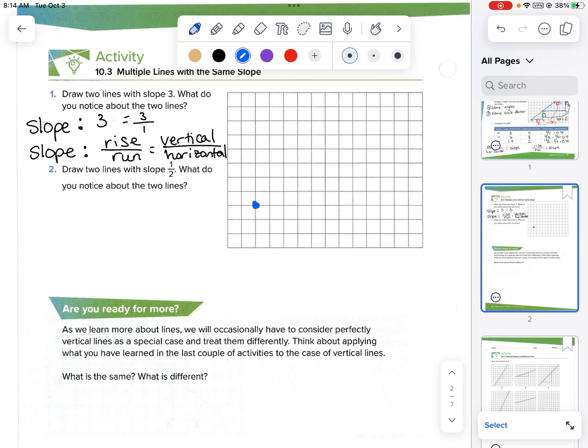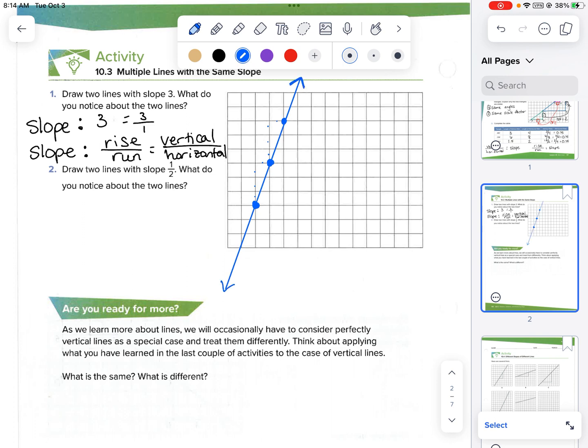From that point, we need to have a rise of 3. So I'm going to go up 1, 2, 3, and a run of 1, putting my new point on this grid. I'm going to do that twice. 1, 2, 3, over 1. Now I have 3 lines. I can draw a straight line through them.